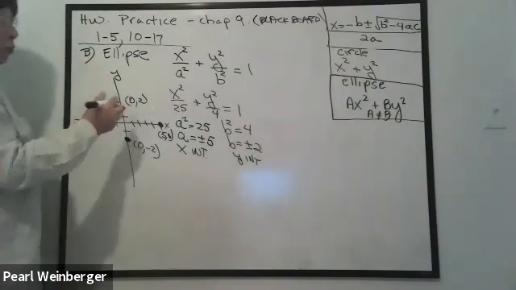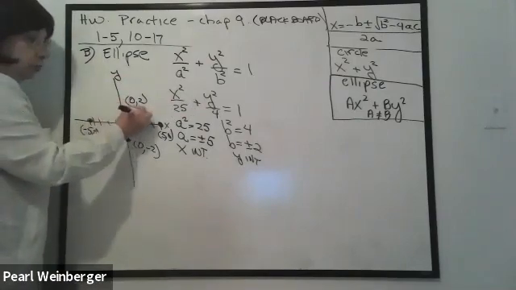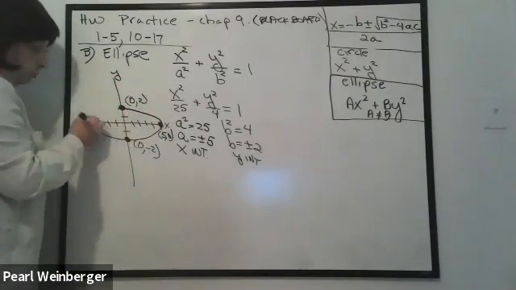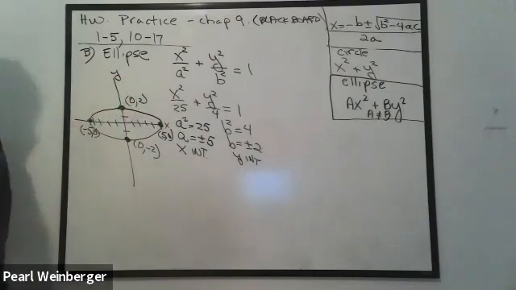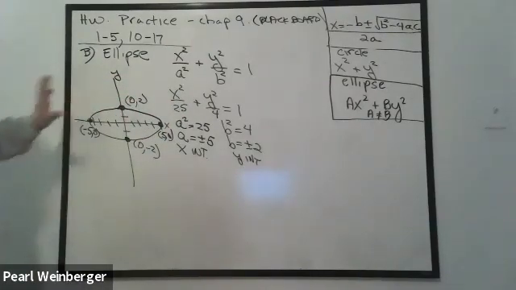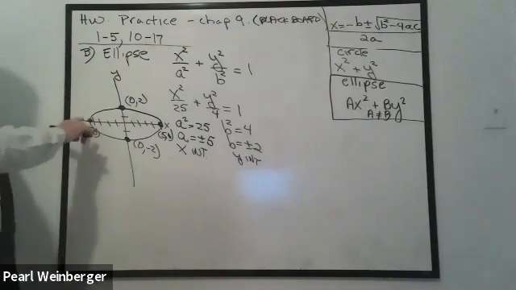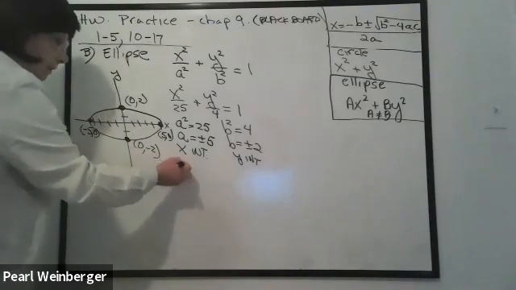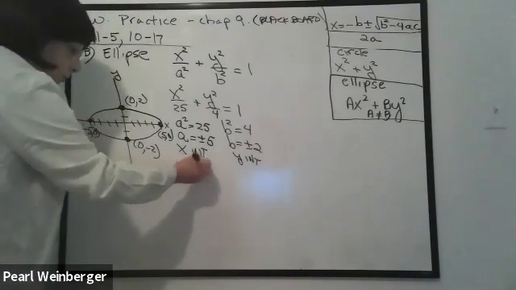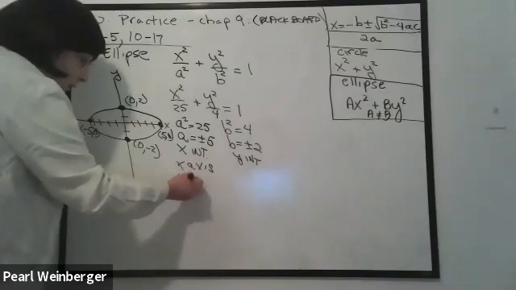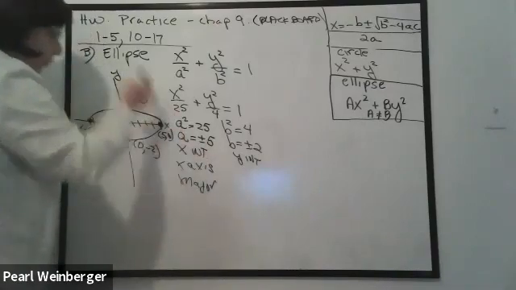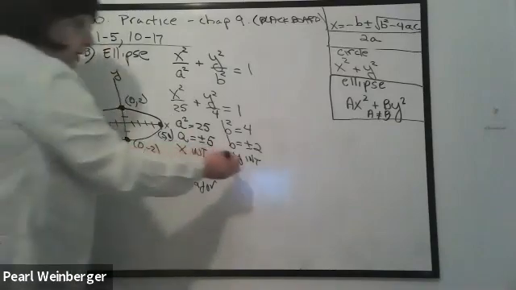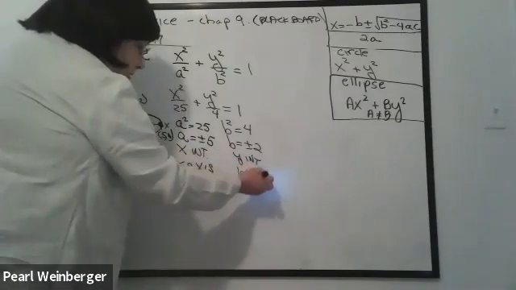And now I have 4 points. I'm going to connect those points with a smooth curve. And there's my ellipse. It looks a little bit like a football. It's an oval shape, and that's what it should look like. If you notice in this one, the x-axis is the major axis, and the y-axis is the minor, the smaller one.